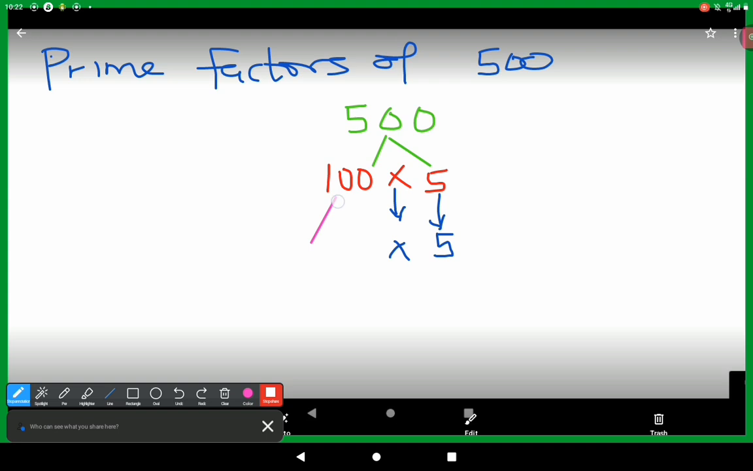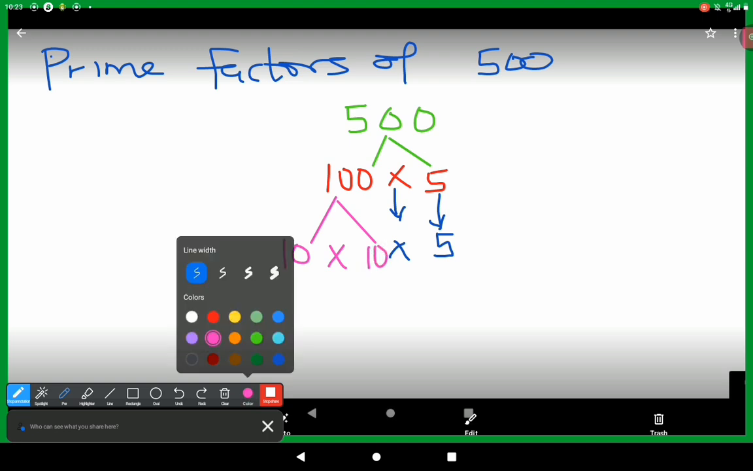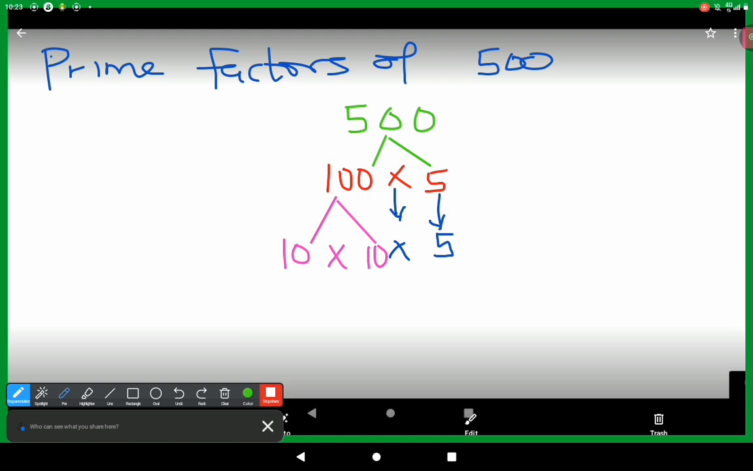So I will choose 10 times 10. You can choose 50 times 2 if you like. You can choose 4 times 25 if you like. You can choose 20 times 5. Whichever one. But I'm going to pick 10 times 10. Alright. 10 times 10 is 100. But 10 is not a prime number, so I have to break it down again.